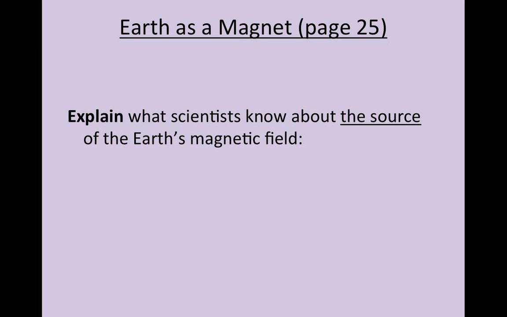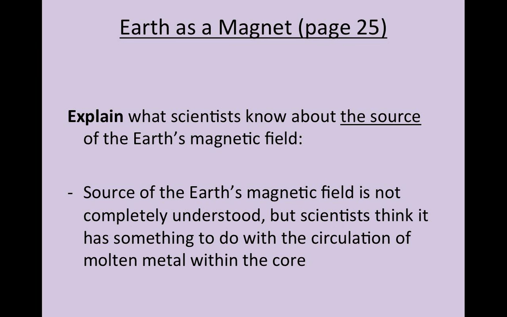So the second part is Earth as a magnet. Explain what scientists know about the source of Earth's magnetic field. So again, pause the video, go around, have everyone share what he or she found out, and then come back to the video. Okay, hopefully everyone shared. So it's not entirely understood, but scientists think it has something to do with the circulation of molten metal within the core. So think about that. It's all iron and nickel, both of which are ferromagnetic materials. That moving stuff helps to create a magnetic field, as best we can tell.